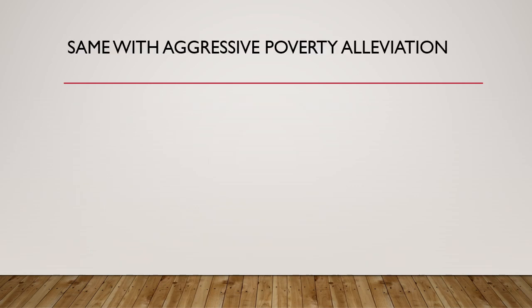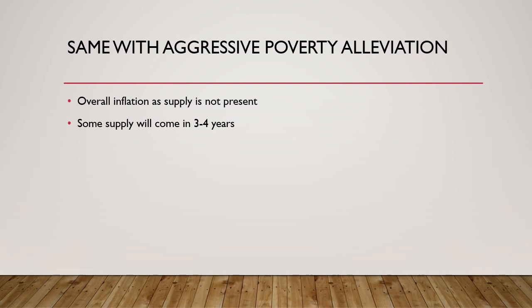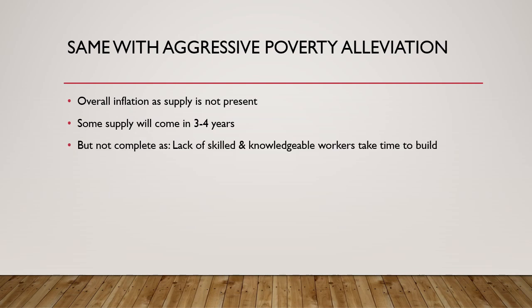This time in poverty alleviation. Now, if the government spends aggressively on poverty alleviation, the demand will increase, and the supply would not be able to catch up immediately. This increases inflation. Sure, there would be some supply that would come on board in 3 to 4 years' time, but it will not be sufficient. Why? Because, again, lack of human capital.